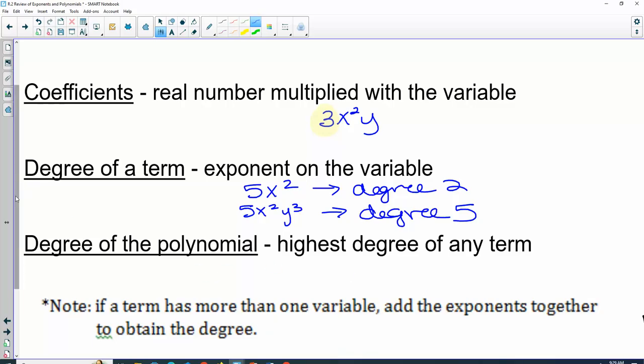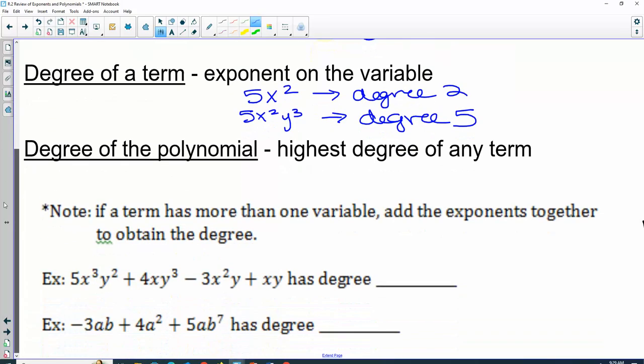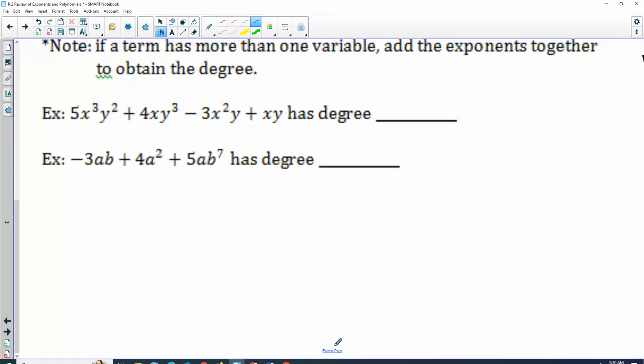And if we're looking at a polynomial, the degree of the polynomial is just the highest degree of any term. So I have a couple examples of that here. If I'm trying to find the degree, we look at each term, so the terms are separated by addition and subtraction. So we have 4 terms here.